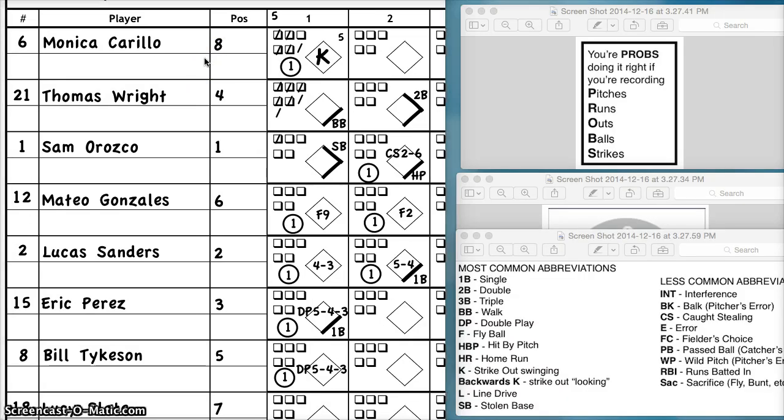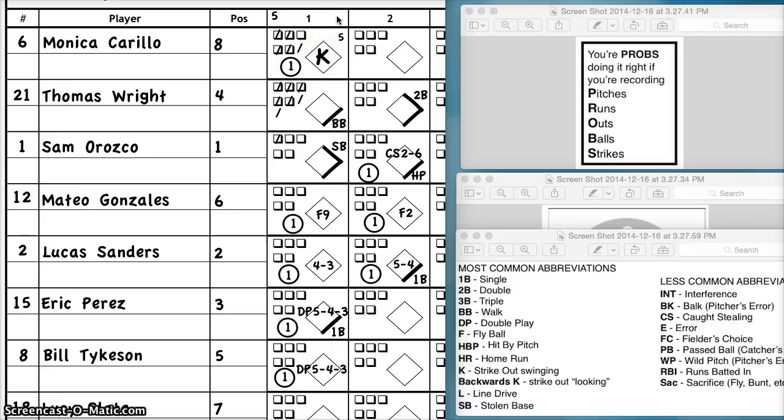So if we look over here, we're going to start with balls and strikes, how to record balls and strikes. Most scorebooks have 5 boxes in each offensive player at bat box. So these 5 boxes are used for recording the balls and strikes. The 3 boxes are for balls and the 2 boxes are for strikes. So if I were to look at this box, I can see that Monica had 2 balls and 2 strikes before this 5th pitch right here, which was strike 3, a strikeout.